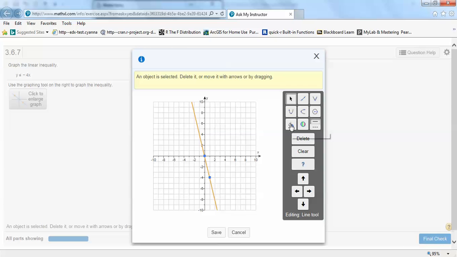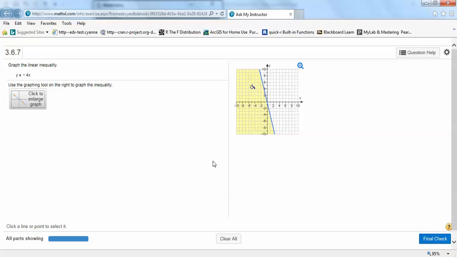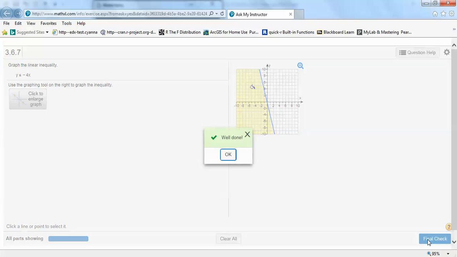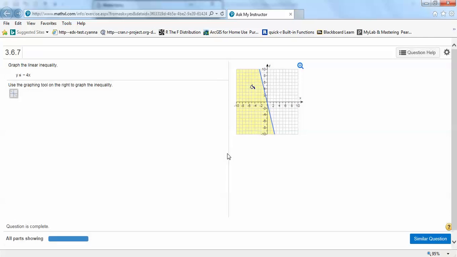So I do my little paint bucket here, and I click the left side. And click save, and then check it. And that's how you use your graphing calculator to do it. Now again, whenever you have a less than, it's the lower left hand triangle. Whenever you have a greater than, it's the upper right hand triangle.